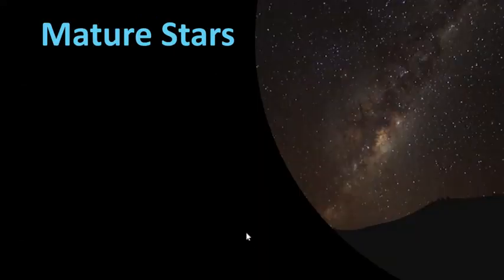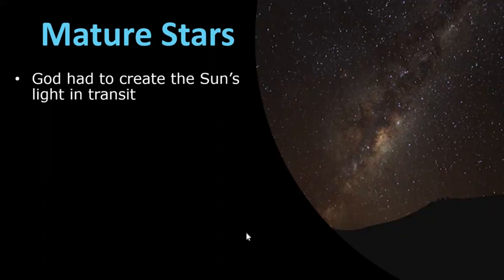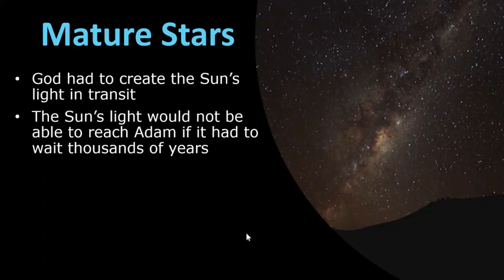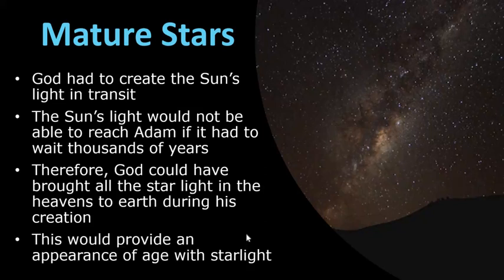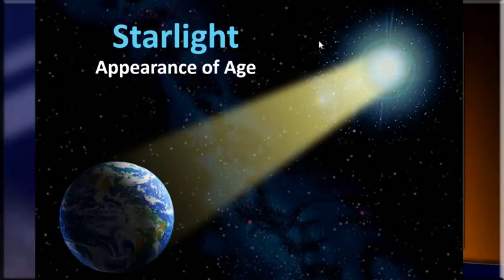Now let's go further out. What about mature stars? God had to create the sun's light, maybe in transit. So the sun's light would not be able to reach Adam if it had to wait thousands of years for those photons. Therefore, God could have brought all the starlight in the heavens to Earth during his creation. This would provide an appearance of age with starlight. Here's an example of the starlight coming to Earth having an appearance of age.